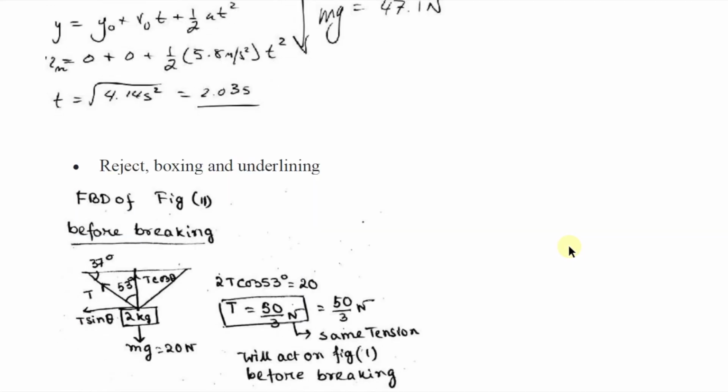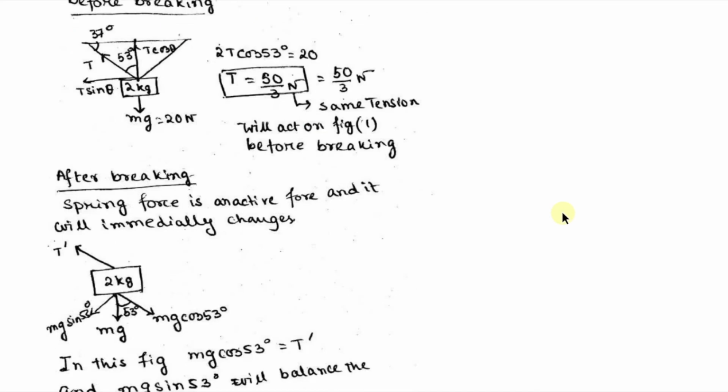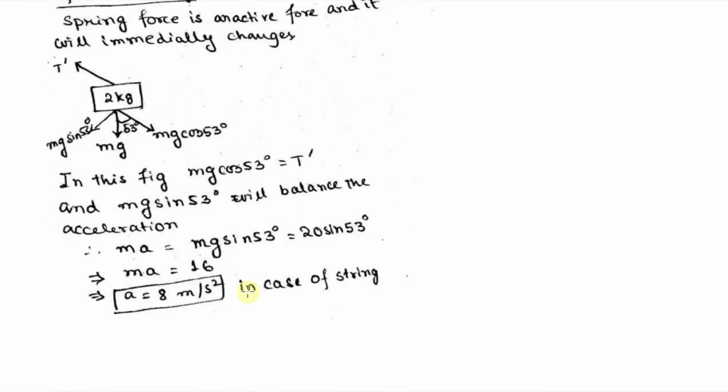Now reject boxing and underlining. So here, if you'll see this, T equal to 50 divided by 3 N Newton. So this is inside the box and so we have to reject this. Similarly, this part is inside the box, we have to reject this.